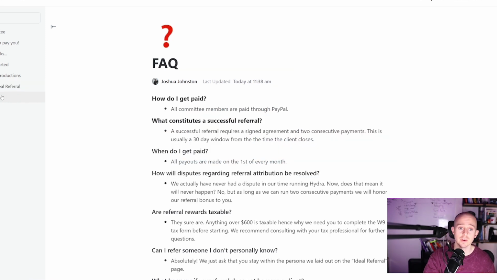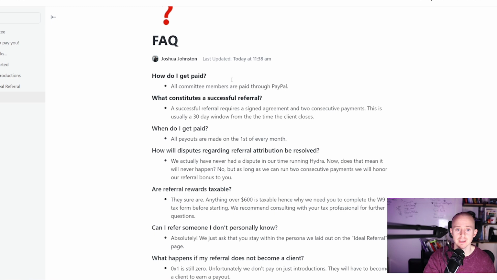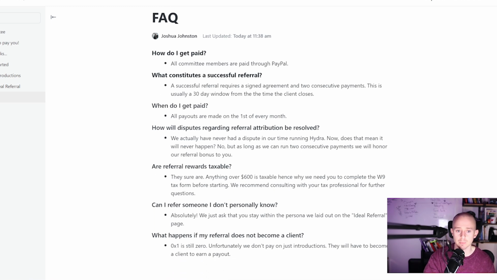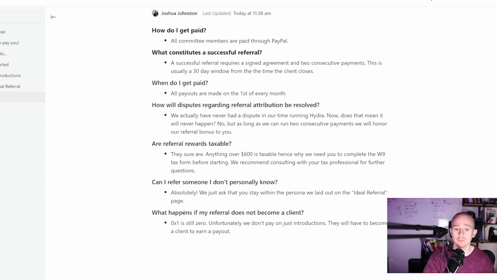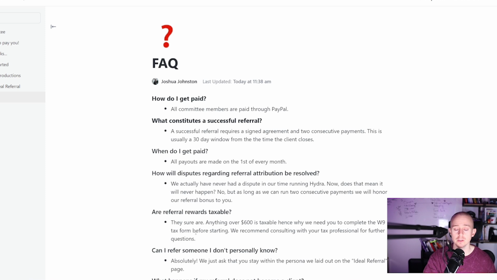And then lastly, we have the FAQ section. It's like, hey, how do I get paid? What constitutes a successful referral? When do I get paid? How will disputes regarding referral attribution be resolved? Are referral rewards taxable? Can I refer someone I don't personally know? What happens if my referral does not become a client? So have some FAQs in there, common questions that people might ask you.